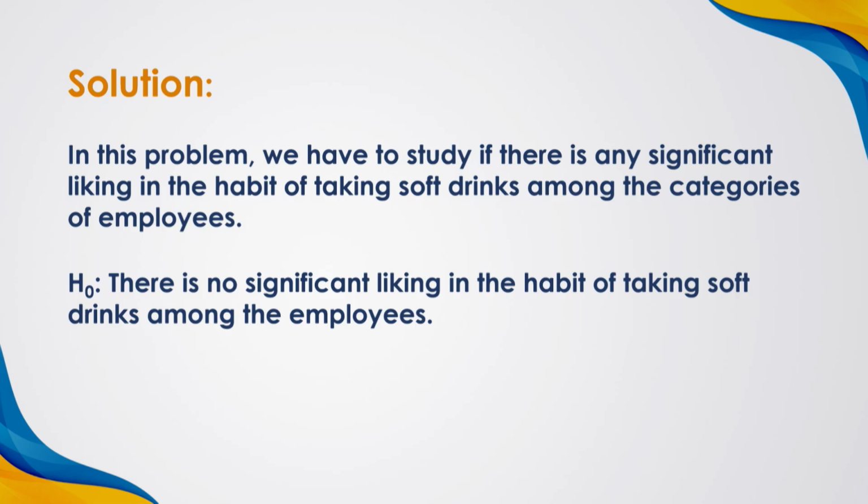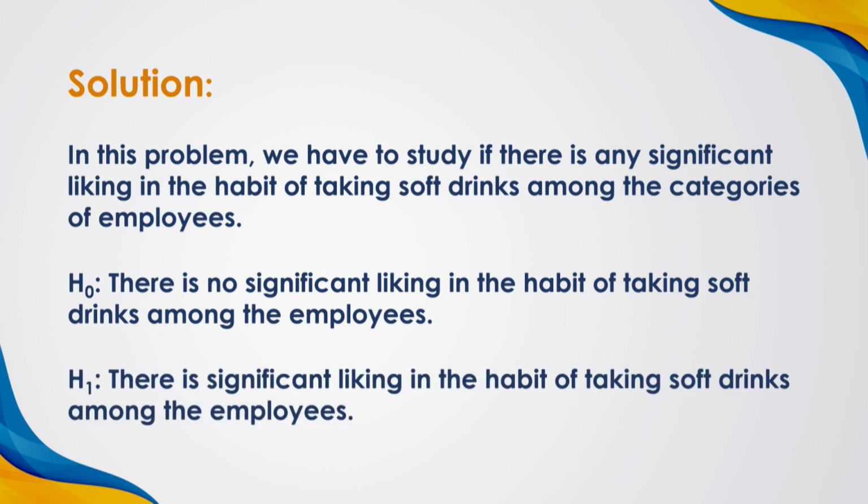So as usual, the first step will be your null hypothesis, and you have to frame it according to your problem, not in a simple or generalized version. That is, H0: there is no significant liking in the habit of taking soft drinks among the employees. Definitely the alternative hypothesis H1: there is significant liking in the habit of taking soft drinks among the employees. Earlier in our null and alternative hypotheses, we simply stated that there is no significant difference between observed and expected frequencies, but here the problem is specific, so you have to go with a problem-based statement. Now you have completed your first 2 steps.